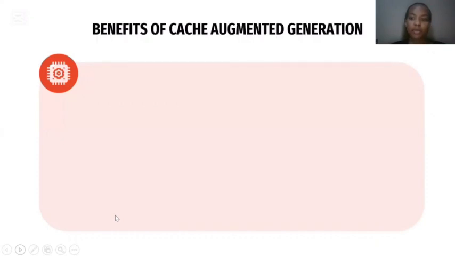Next, before diving into the benefits, let's quickly define what cache-augmented generation is. Instead of relying on real-time retrieval for external data, this approach stores and reuses relevant information from past queries, making AI models more efficient and responsive. Now let's explore the key benefits of this approach.